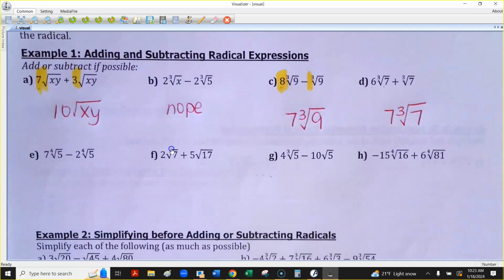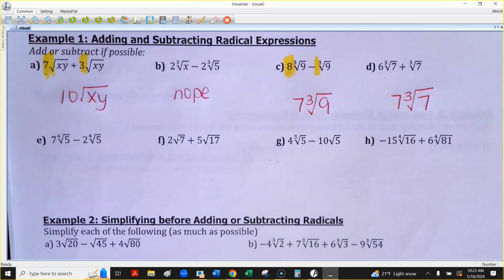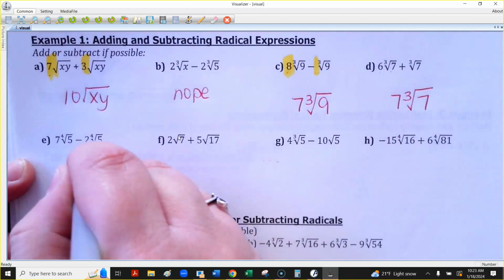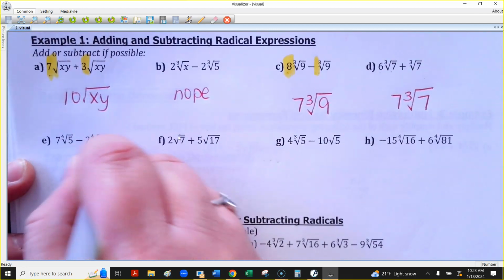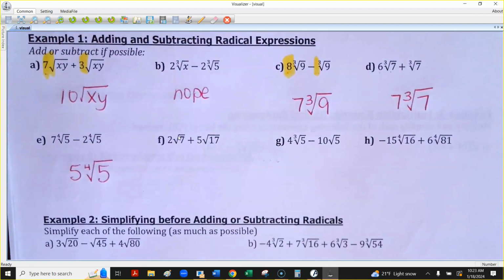All right. Somebody raise your hand and tell me, would you be able to subtract these, and what would it be? So I have 7 fourth roots of 5 minus 2 fourth roots of 5. What would I write as my answer? What do you think? Yep. 5 fourth roots of 5. That's all I can do.